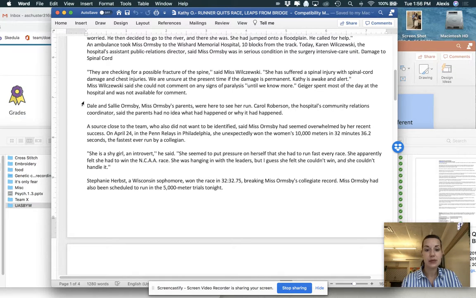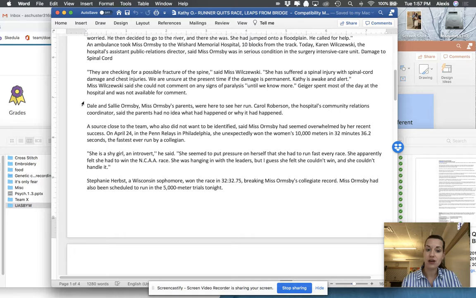Dale and Sally Ormsby, Miss Ormsby's parents, were here to see her run. Carol Robertson, the hospital's community relations coordinator, said that the parents had no idea what had happened or why it had happened. A source close to the team, who did not want to be identified, said Miss Ormsby had seemed overwhelmed by her recent success. On April 24th in the Penn Relays in Philadelphia, she unexpectedly won the women's 10,000 meters in 32 minutes, 36.2 seconds, the fastest ever run by a collegian.